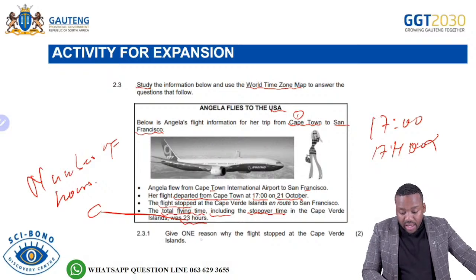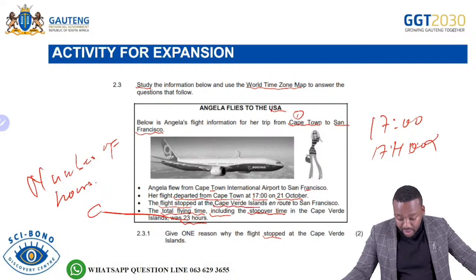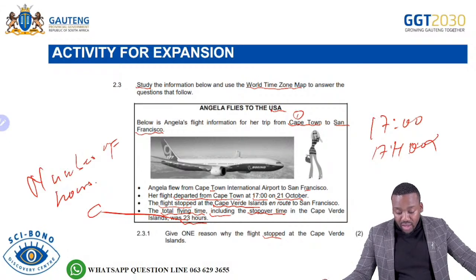2.3.1. Give one reason why the flight stopped at Cape Fear Island. Obviously, the flight stopped en route to. So obviously, she had to stop because there is no direct flight from Cape Town to San Francisco, or because she wanted to experience Cape Fear and so on.